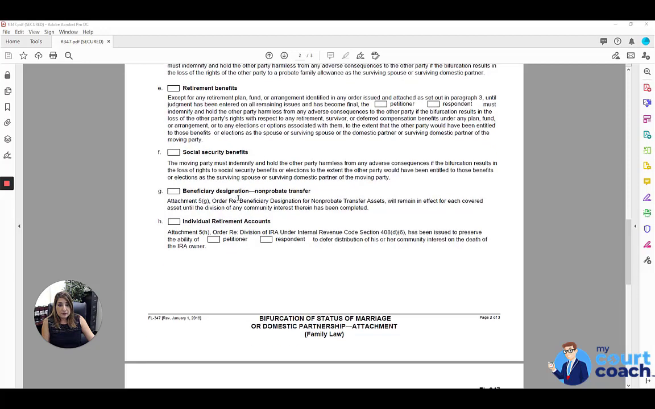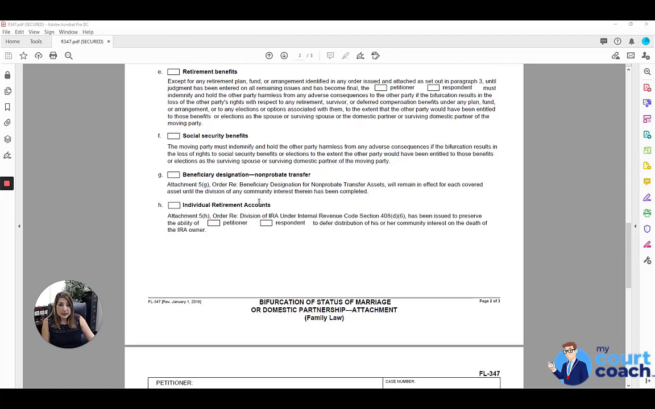And then G, if the court makes any specific orders regarding non-probate transfer assets, then you would need to include an attachment that includes that specific order and mark box G. If the court makes an order that the division of the IRAs is going to be ordered to be preserved to defer distribution of the community interest upon the death of the IRA owner, then you would mark the box of who the party is that has to defer distribution. It's going to be the moving party.